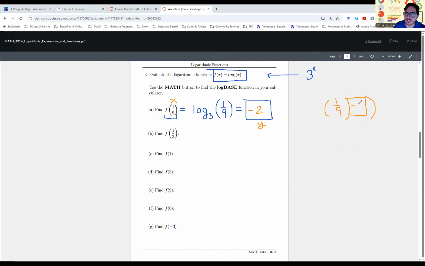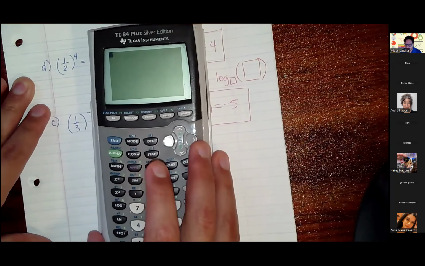Anybody have any questions there? Does anybody need me to show how to get that in the calculator? Or are you guys good? Even if one person needs me to show that on the calculator, I will do it. Okay. In fact, let me just do it anyway, just to make sure we have it for the recording, right?